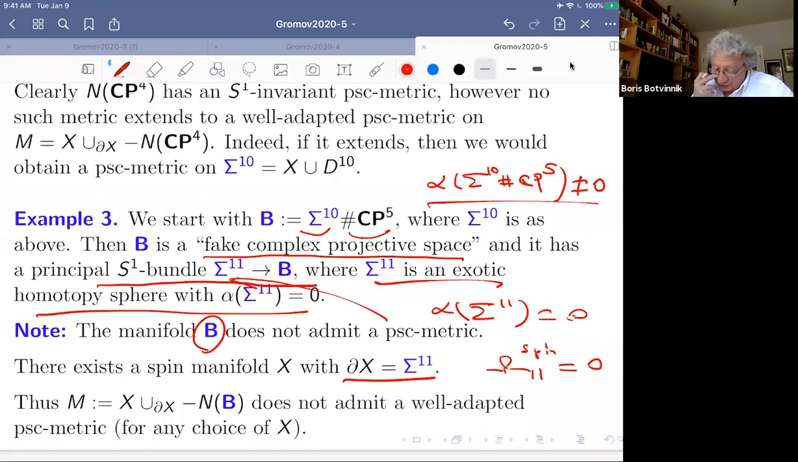Then what happens is that if we put together our 12-dimensional manifold X, together with the tubular neighborhood of B, then this manifold has a positive scalar curvature metric, but it does not admit any well-adapted positive scalar curvature metric for any choice of X.